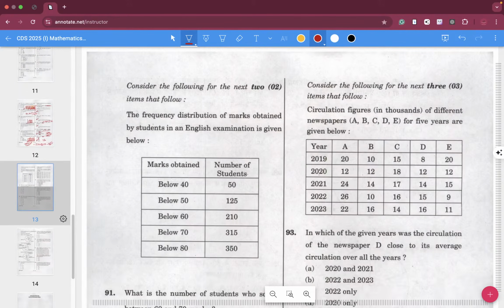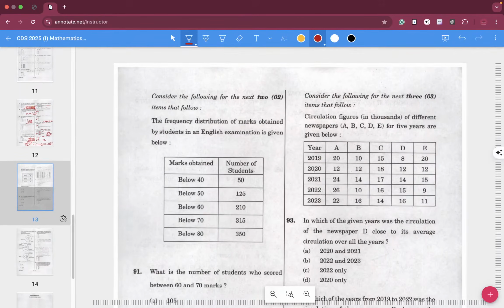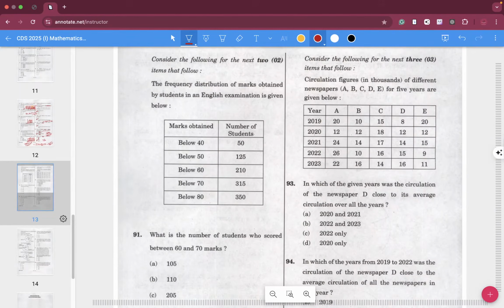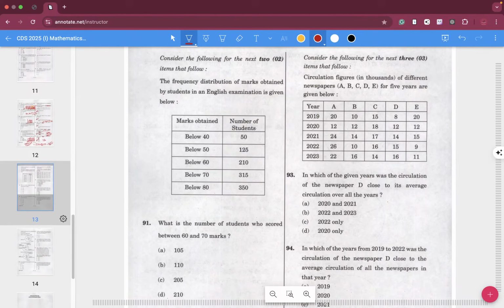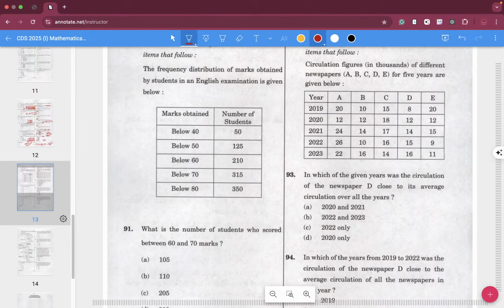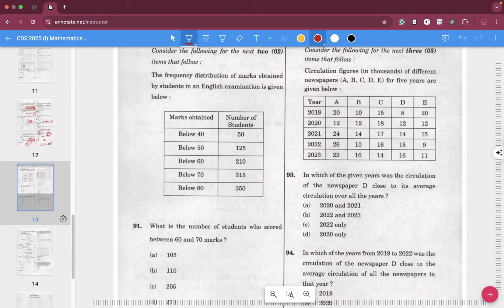All right, so we will move on to the next question. They are asking, consider the following next two items that follow. The frequency distribution of marks obtained by students in an English examination is given below. So can I redraw this table again? I'm redrawing this table all over again.